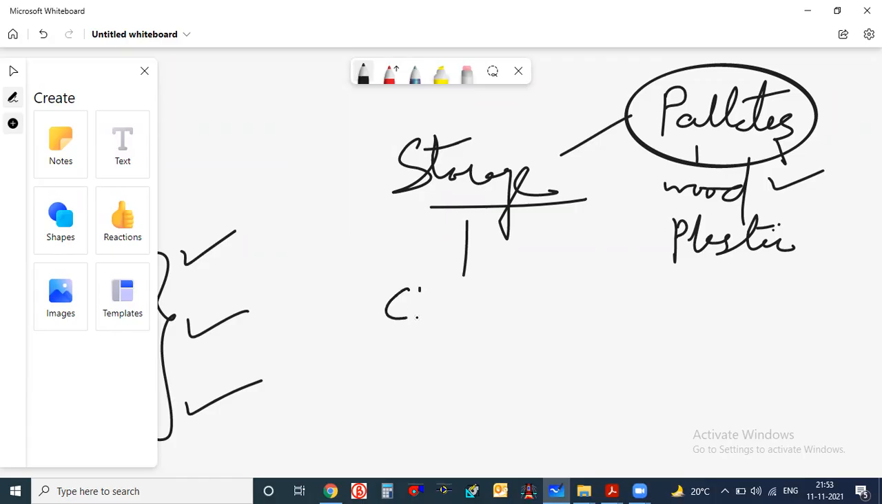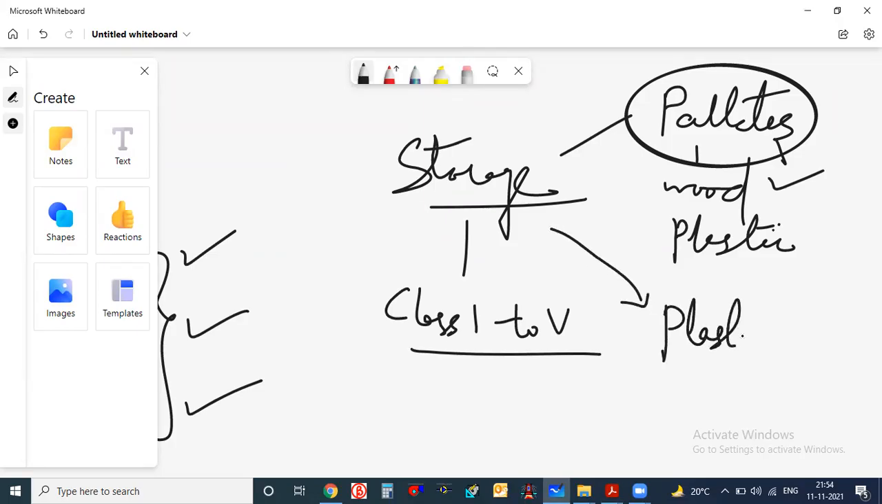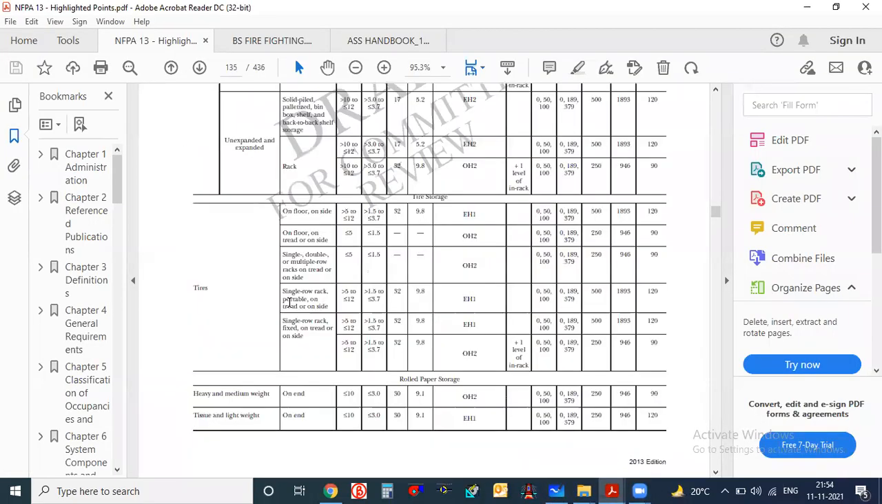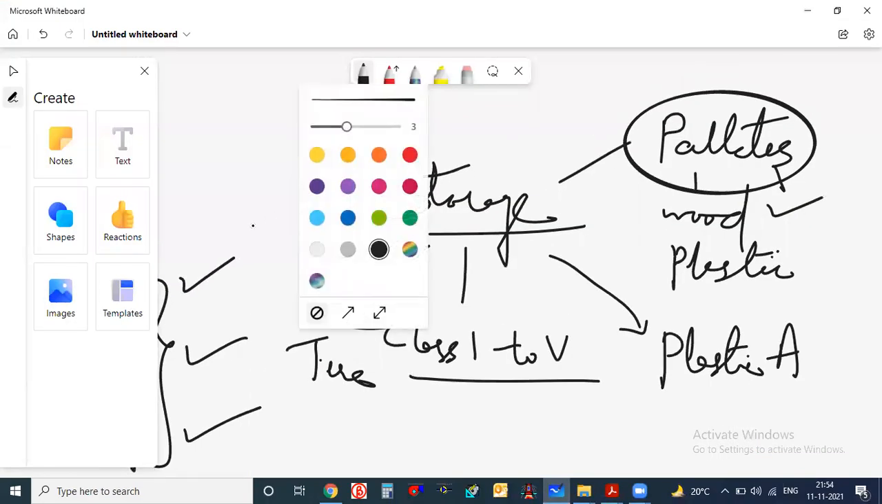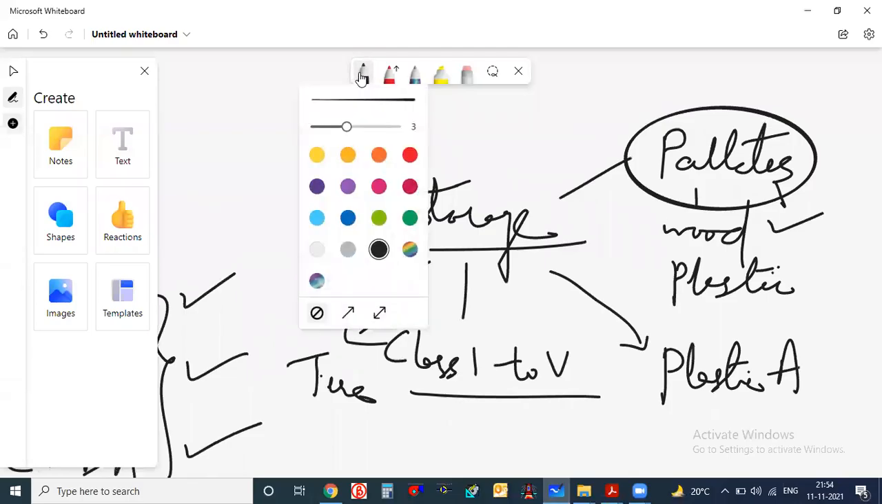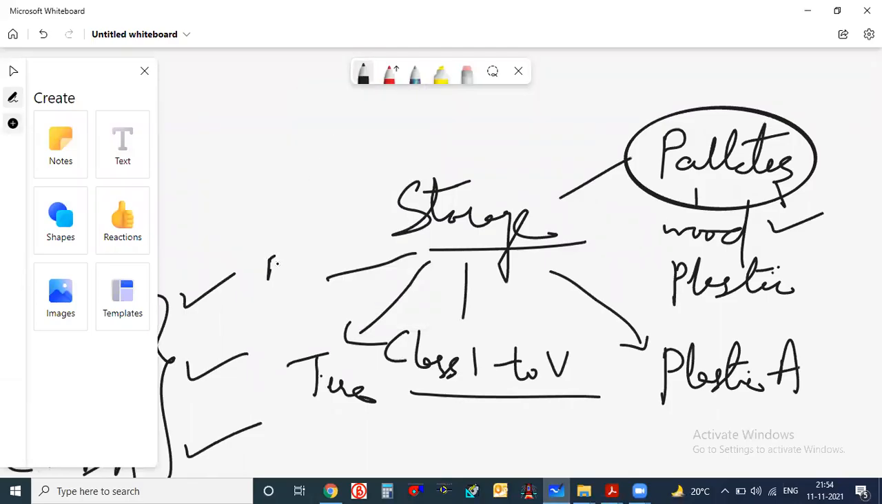So second category, what we got here, everything we got here only. First it is telling class 1 to 5. Okay, class 1 to 5, we don't know what is the meaning of class 1 to 5. And one more, it is telling plastic A. Tire storage they have given, I think. And four things are given in this particular table. If you check, one is the rolled paper storage. This is also one type. Rolled paper. So these many things are given.